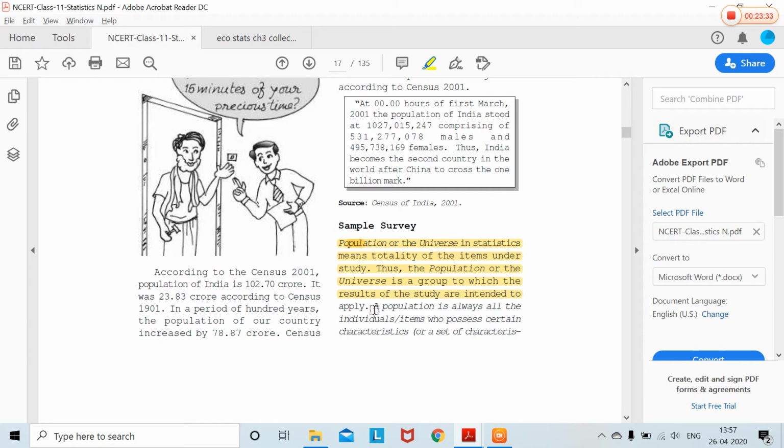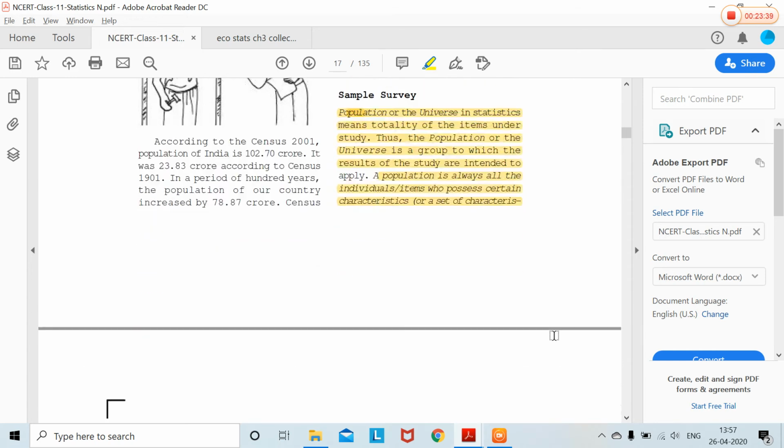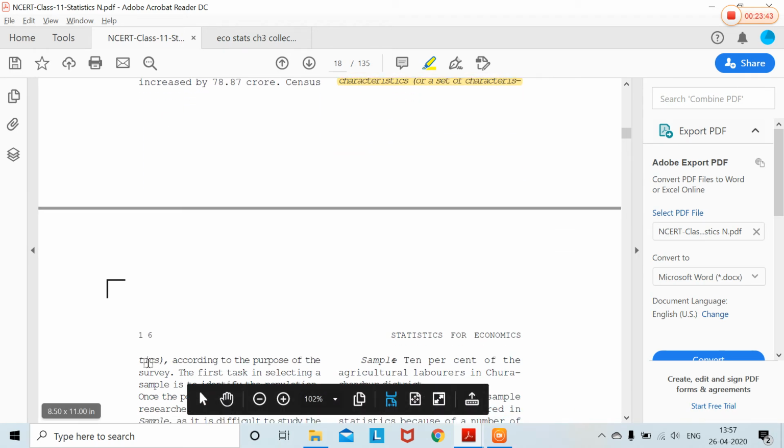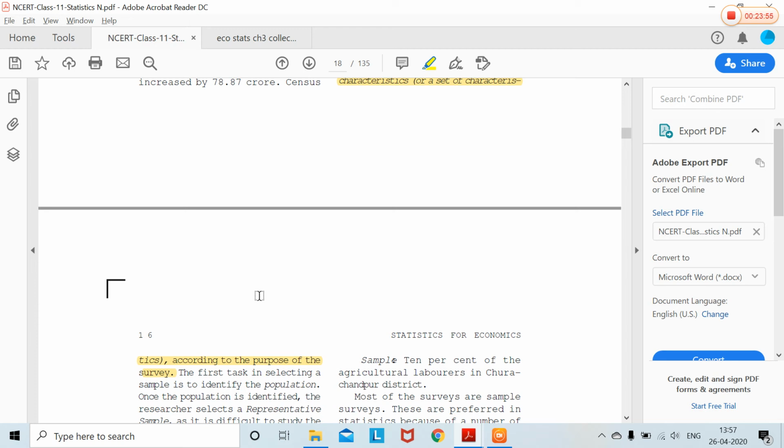Instead of all these words, you better write this definition. A population is always all the individuals or items who possess certain characteristics or a set of characteristics according to the purpose of your survey. So, whatever is the purpose of your survey, like if I want to know the popularity of a pen among the students of 6th to 8th class, which pen is most popular, and what are the reasons behind it, whether it is the price or the looks or the quality or the ink or the nib or whatever it is.